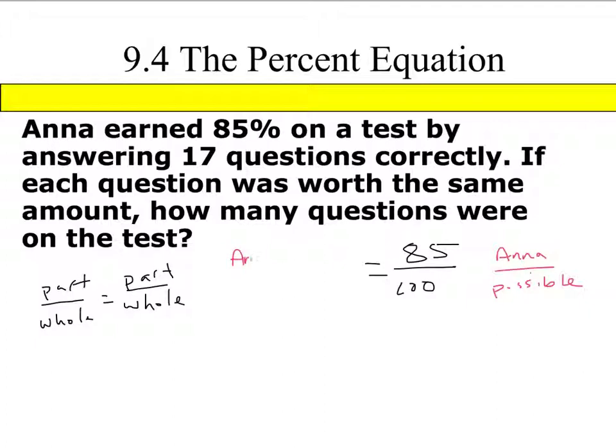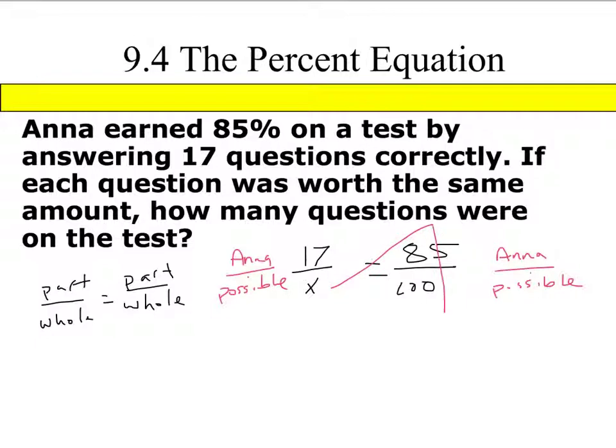On the left side, I want to keep that exact same idea of a ratio. I'm going to put Anna over possible as far as questions. So how many questions did Anna get correct? She got 17. How many were possible? We're not sure, and that's where my x comes into play. On both sides I have Anna over possible. The 17 correlates directly with this 85%. The 100% is what was possible. They're completely horizontal to one another. So right now we have a proportion.